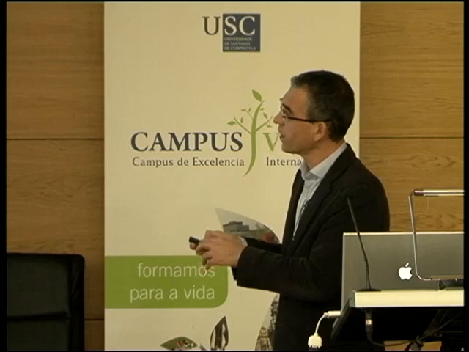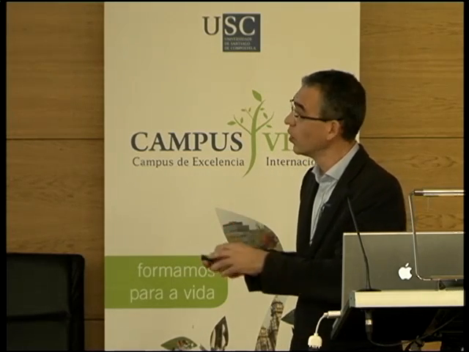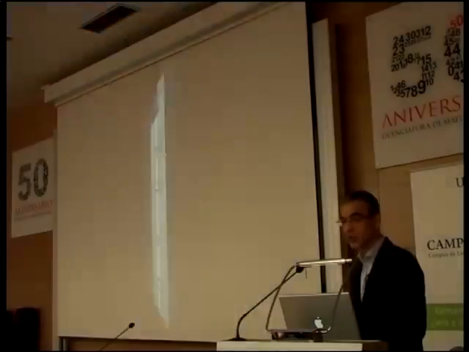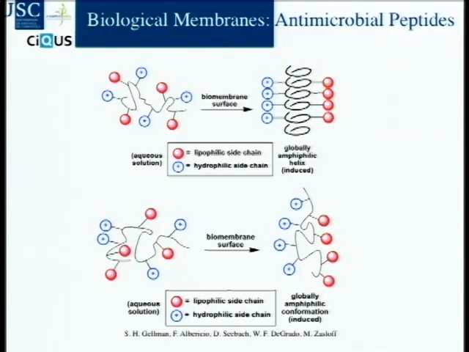And all these peptides have the same function, but different structure: alpha helix, delta helix, beta sheets, and so on. The concept is most of these peptides have in common the use of amphipathic structure. They have cationic groups and hydrophobic groups. And normally, when they interact with the membrane, they fall in a specific structure in which all the hydrophobic groups are pointing in one direction, all the cationic groups in the other direction, so they can interact with the membrane.